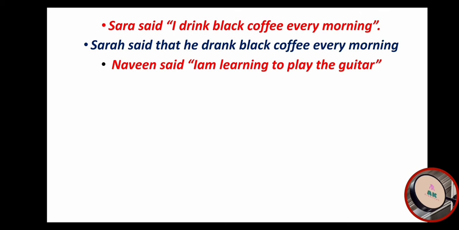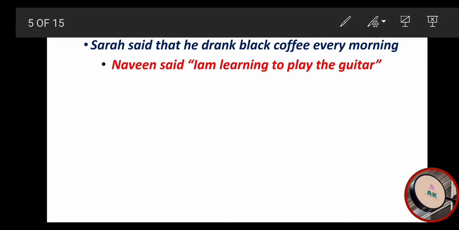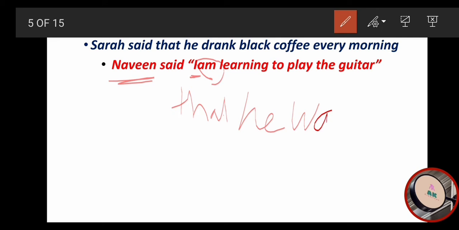Next, Naveen said, "I am learning to play the guitar." So here also, Naveen said that... So what you have to remember: if someone said "I", can I use he, she, or can I use "I" itself? No. So here you can see the "I", and for that you have to change it into he. Naveen is a boy, so he. Am will be was. Okay, he was.